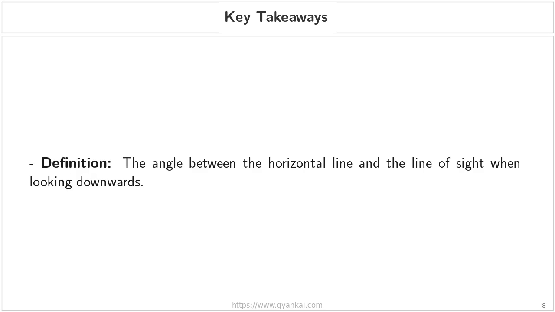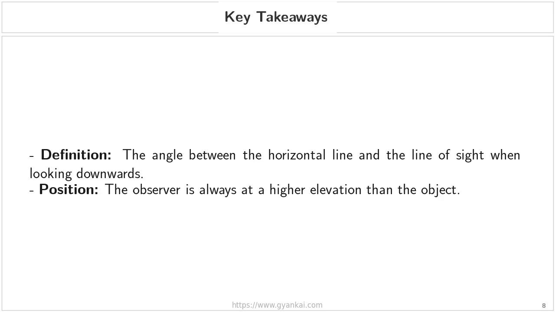Key takeaways. First, let's revisit the definition. Remember, the angle of depression is specifically the angle formed between that imaginary horizontal line, the one where you are looking straight ahead, and your line of sight when you are looking downwards at an object. Second, regarding position, always keep in mind that for an angle of depression to exist, the observer must be at a higher elevation than the object being viewed. If you are on the ground looking up, that's a different concept entirely.